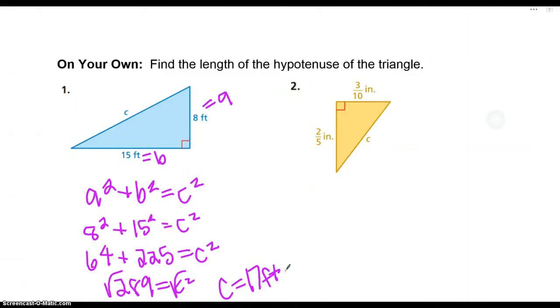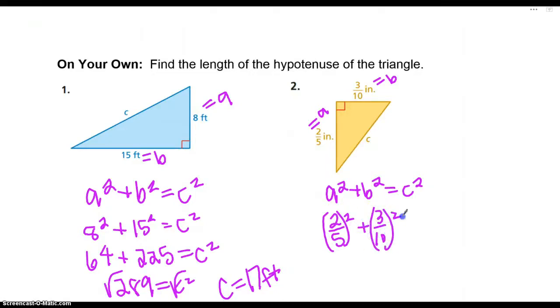All right, let's set up number 2. This I'm going to make be A. This I'm going to have B, and C is C. Okay, so it's A squared plus B squared is equal to C squared. I'm going to keep them as fractions. You could have picked something else. You could have put them as decimals. I have 2/5 squared plus 3/10 squared is equal to C squared. Okay, so when you square a fraction, you have to square both the numerator and the denominator. So this is 4 over 25, 2 squared and 5 squared, plus 9 over 100 is equal to C squared.